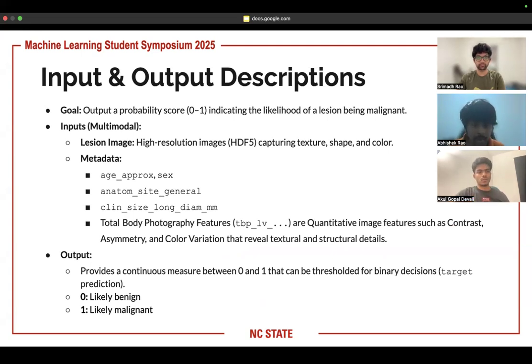Our inputs are high-resolution images and their metadata. Metadata included age, sex, anatomy site, diameter of the lesion, contrast, asymmetry, color variation in the lesion, and many, many more. The final output is the continuous probability that we thresholded for a binary prediction, 0 for likely being benign and 1 for likely being malignant, which was our binary target.